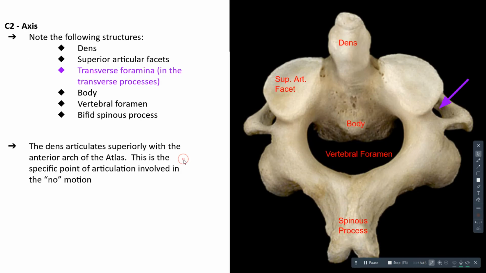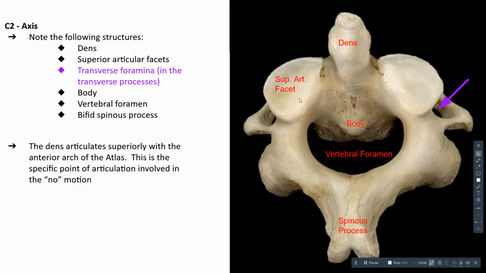So let's look at the structures on him. We got a spinous process. It's bifid. We got a body. We got that vertebral arch with the pedicle and the lamina. We got a transverse process here with its foramen. We got a superior articular facet on a rather flat superior articular process.